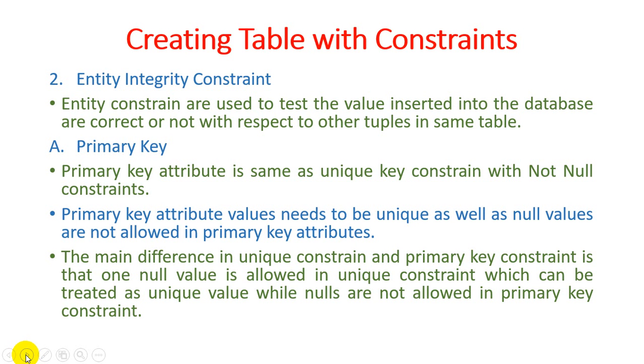Please guys, it is a really important thing to identify from a practical point of view and from an exam point of view. If someone asks the question, what is the difference between primary key and unique key, you simply say that in a unique key constraint, one column is allowed a null value because it is treated as a unique value. But in a primary key, not a single null is allowed. I hope you are clear. It is a really important thing to remember for a lifetime.